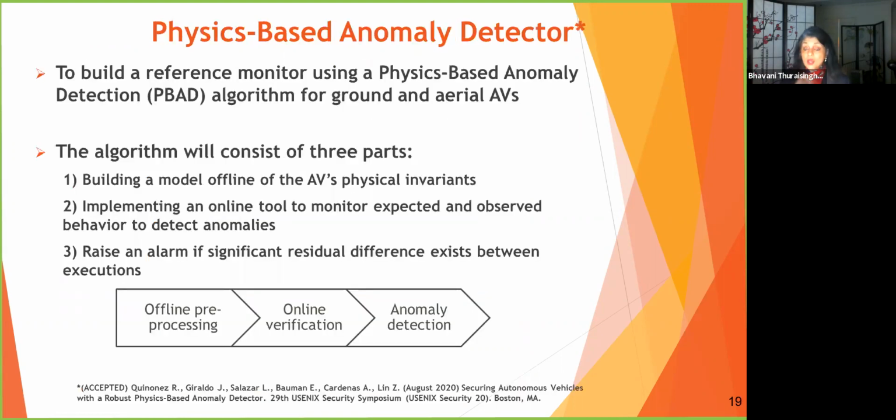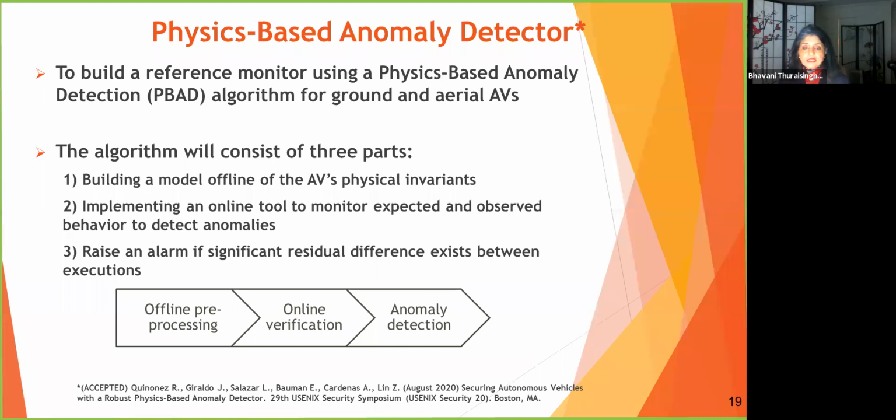So what have we done? We have developed a physics-based anomaly detector. What do we mean by physics-based anomaly detection? We take the physical properties, the moments of inertia, the mass, the velocity, and all of those properties, right? And we build a model. So here's our algorithm. We built a reference monitor. The reference monitor is the part of the system that is security critical. So absolutely the reference monitor has to be as small as possible because you want to reduce its attack surface, and it has to be secure.